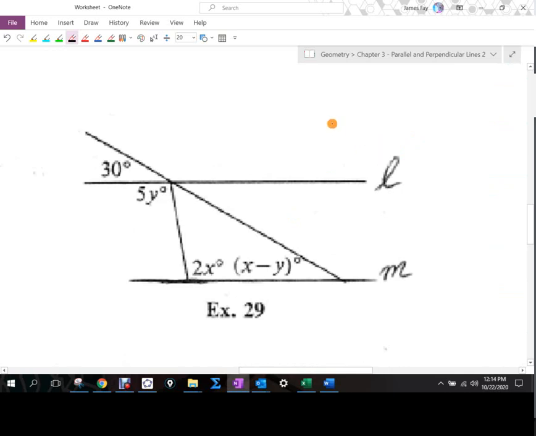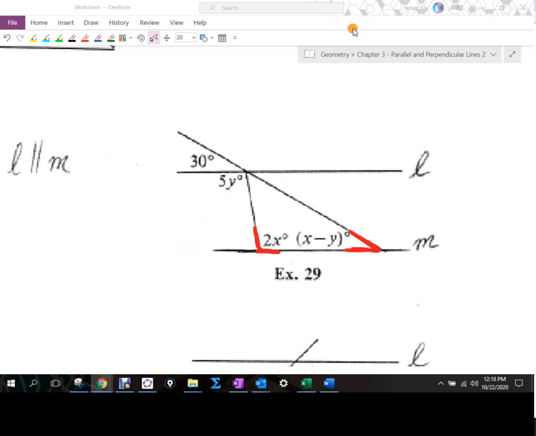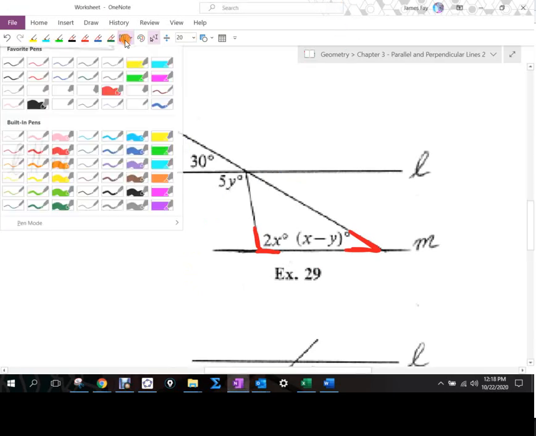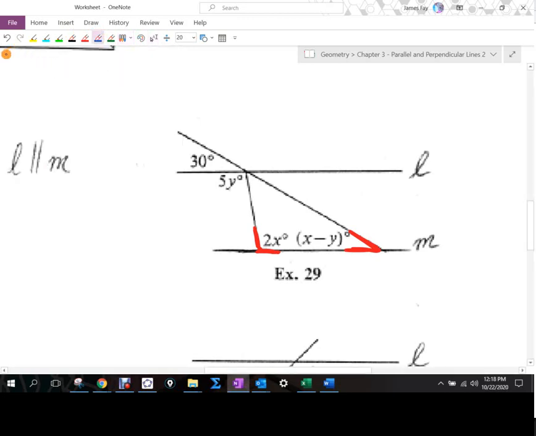So we're trying to prove L parallel to M, or you can make the assumption that L is parallel to M, and then solve for x and y. So x minus y is this little angle right there. Let me highlight it a little bit better. So that angle right there is x minus y, and this one here is 2x. What'd you guys do first? Or what's an option? Hannah?